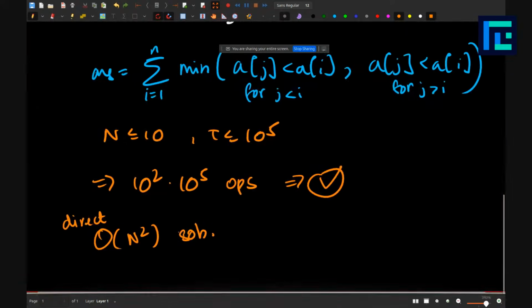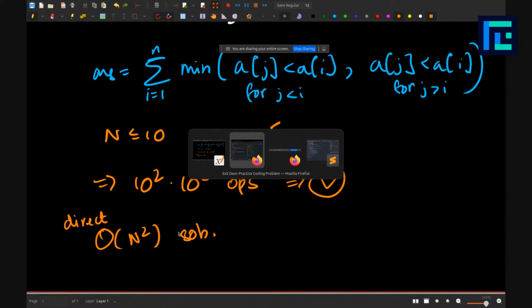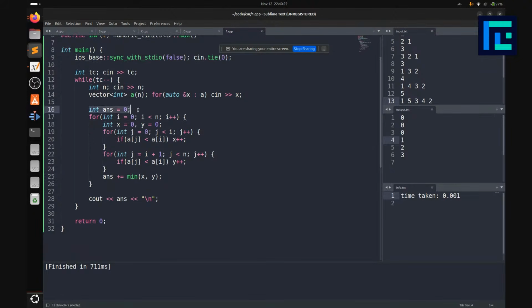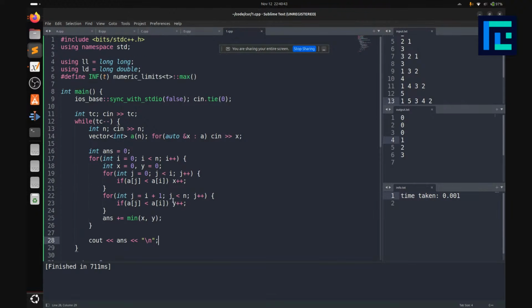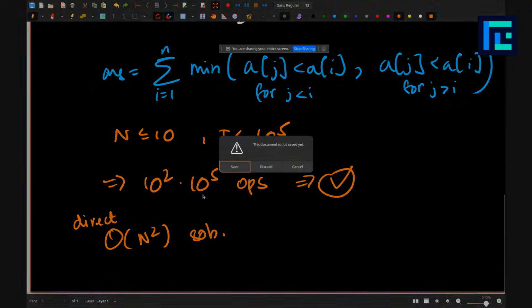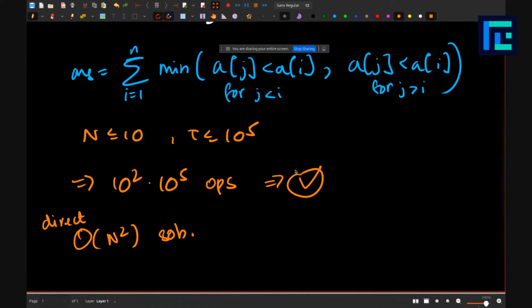So yeah, let's just have a look at the code for this. Okay. So we can define our answer variable as 0, and x is going to be how many are less than it to the left, y is going to be how many are less than it to the right. This we are doing for each a of i. Then we're simply just counting to the left how many are less than it, to the right how many are less than it. We add the minimum of those to the answer. We do this for all the elements, and finally we print the final answer, right? And that's it for problem 1. Pretty straightforward problem, I would say, right? Yeah, pretty straightforward problem.